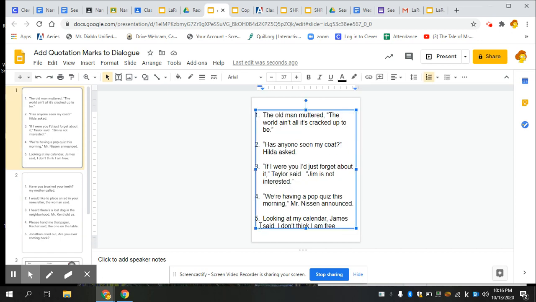The last sentence says, "Looking at my calendar," James said, "I don't think I am free." Again, this is an example of the tag being in the middle. James said. So what did James say? Well, James began his dialogue by saying, "Looking at my calendar," "I don't think I am free."